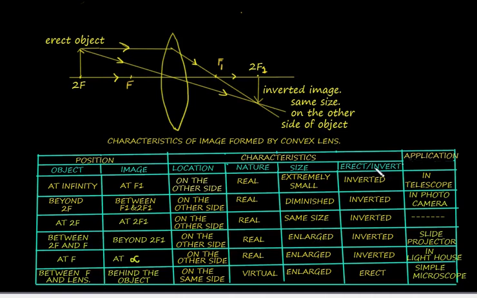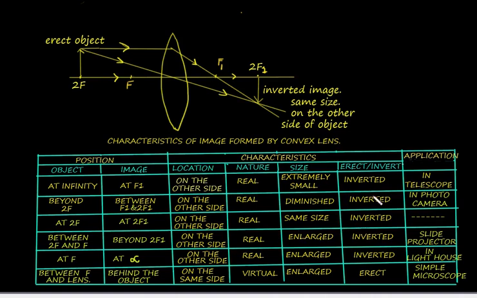And whether it is erect or inverted, when we study that nature, we find that for the last case only, that is for object between f and lens only, the image is erect. For all the other cases, you get inverted images. I have only given an analysis of the table.